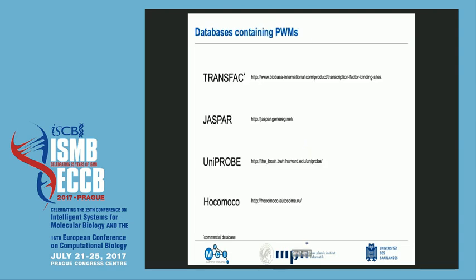So what are these databases? TRANSFAC is a commercial database, and JASPAR, UniPROBE and HOCOMOCO are large databases, for example JASPAR covers different species, and for hundreds of factors you can download these PWMs and look at the binding preferences of any of these proteins on the DNA. We compiled a data set, part of the TEPIC software that we've developed, a non-redundant set of over 500 TFs for mouse, which we are going to use.